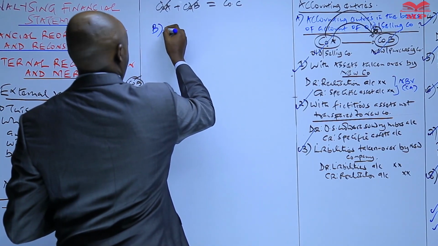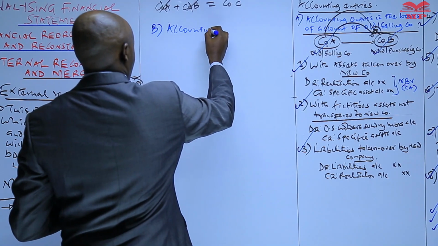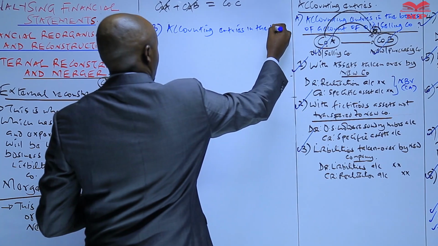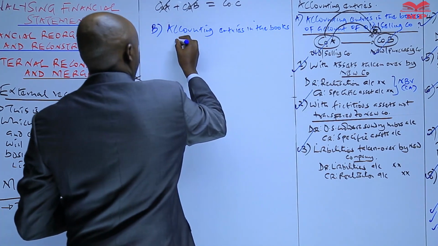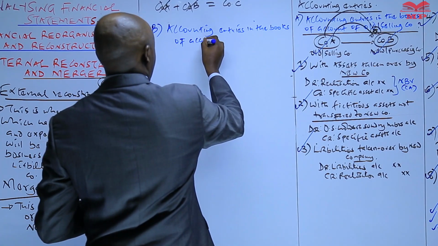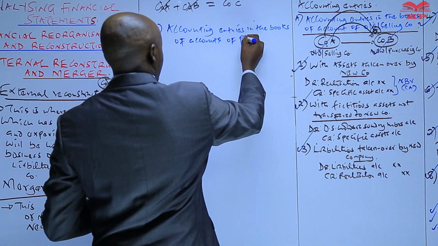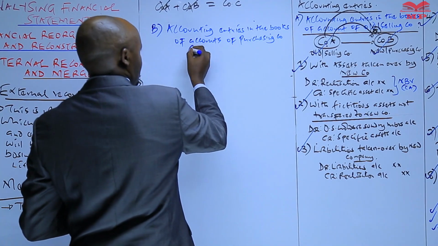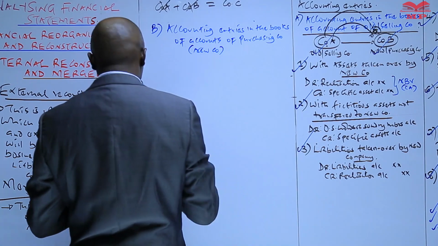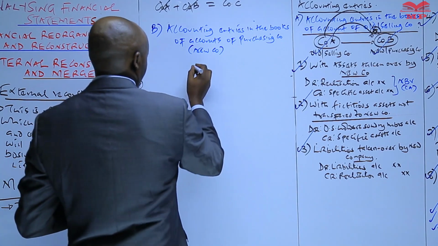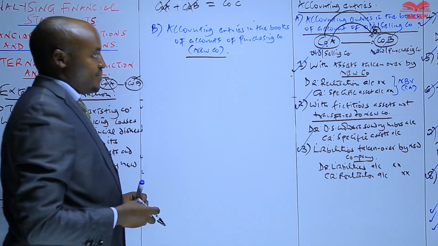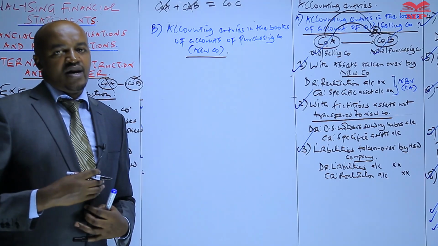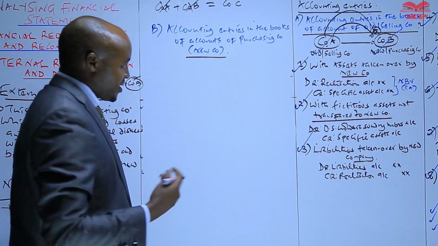So these are the accounting entries in the books of accounts of a purchasing company. The purchasing company is the same as the new company. This is the company which has been formed to take over the business operation, assets and liabilities of the old company.